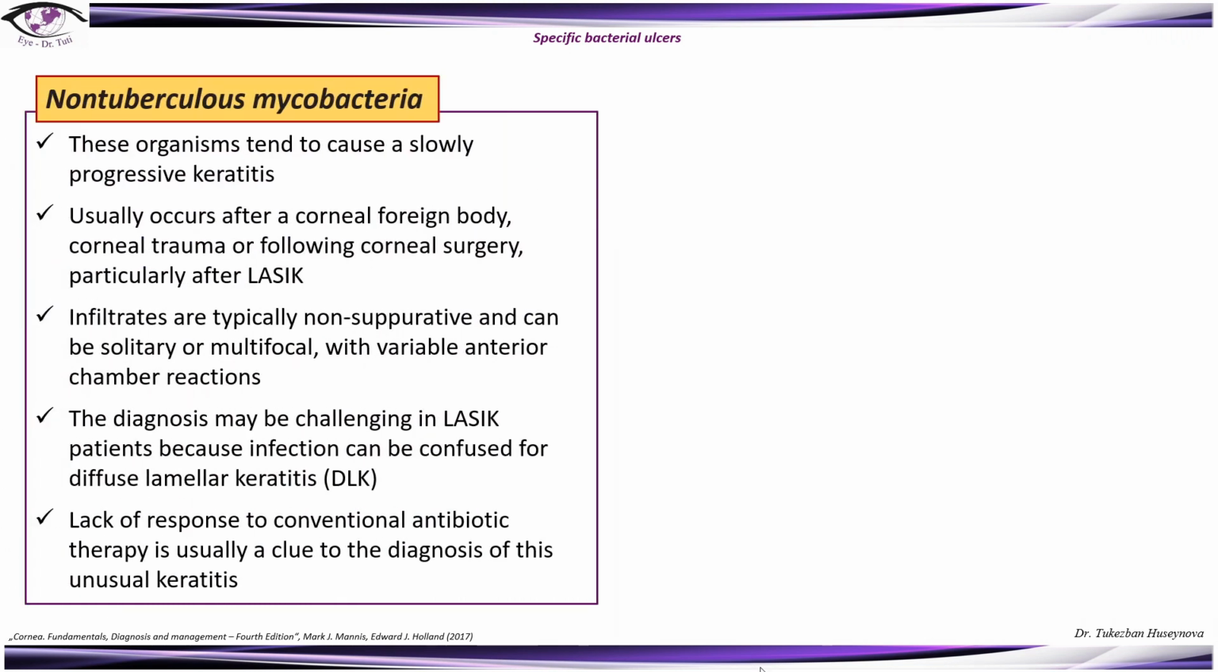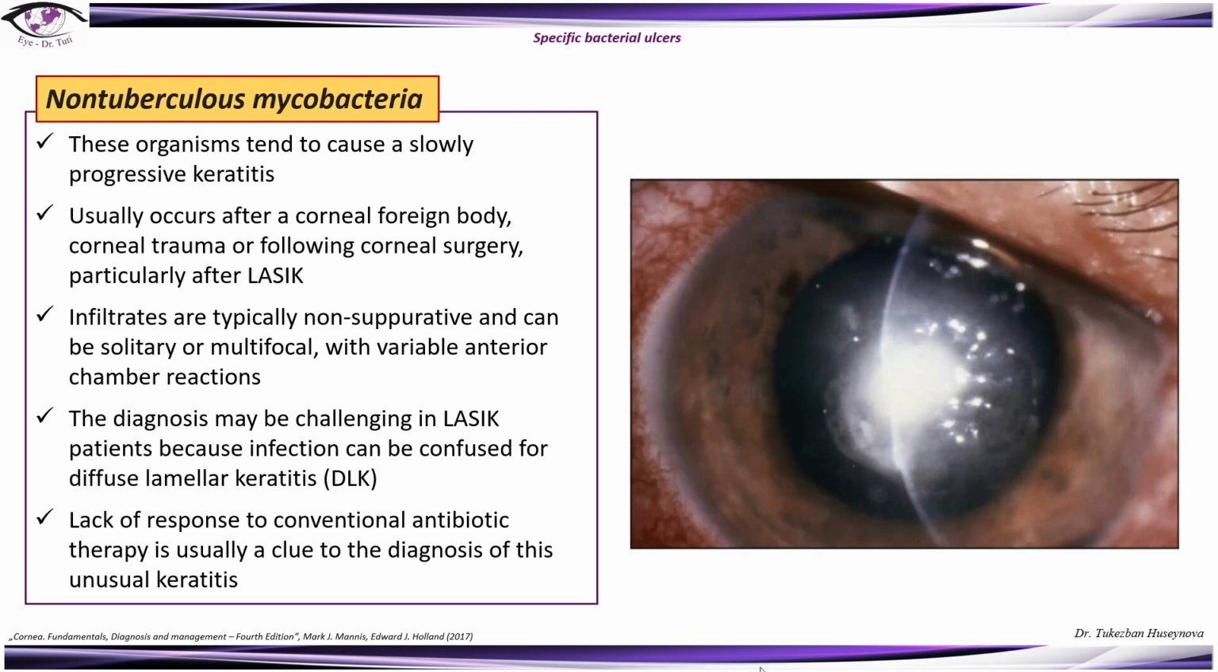Non-tuberculous mycobacteria keratitis. These organisms tend to cause a slowly progressive keratitis and usually occur after a corneal foreign body, corneal trauma, or following corneal surgery. The diagnosis may be challenging in LASIK patients because the infection can be confused with diffuse lamellar keratitis, and lack of response to conventional antibiotic therapy is usually a clue to the diagnosis of this unusual keratitis. And this is an image of non-tuberculous Mycobacterium keratitis with a central stromal infiltrate, surrounding corneal edema, and minimal associated inflammation.